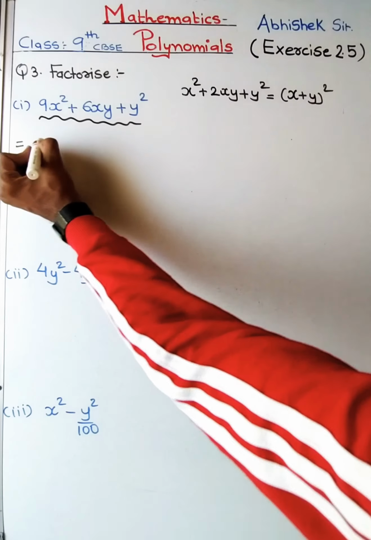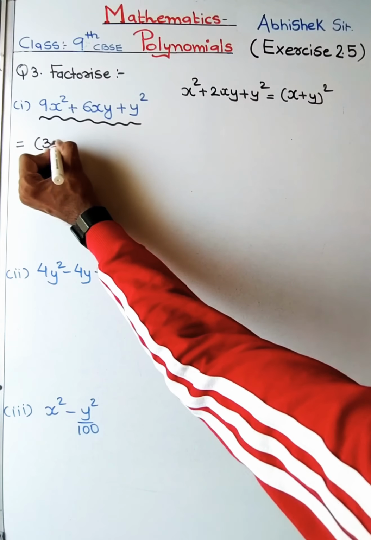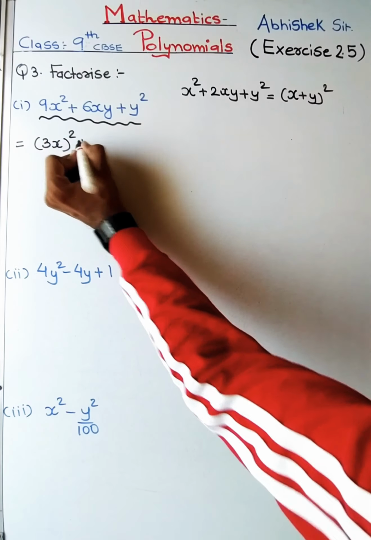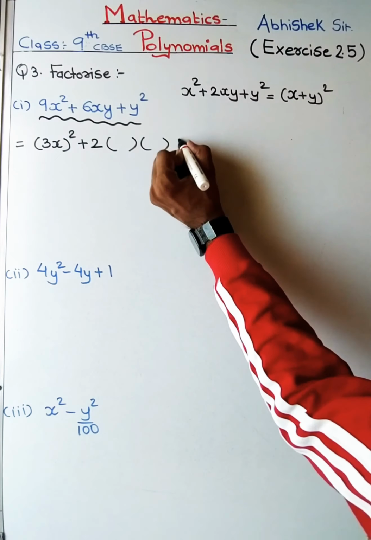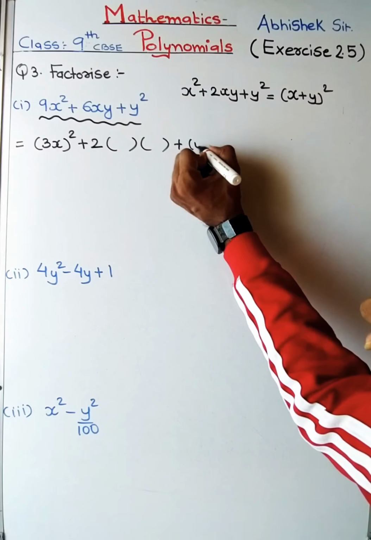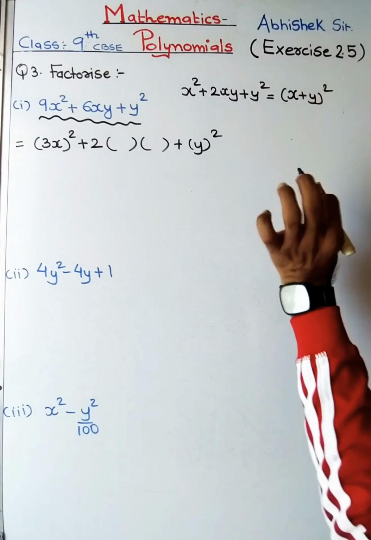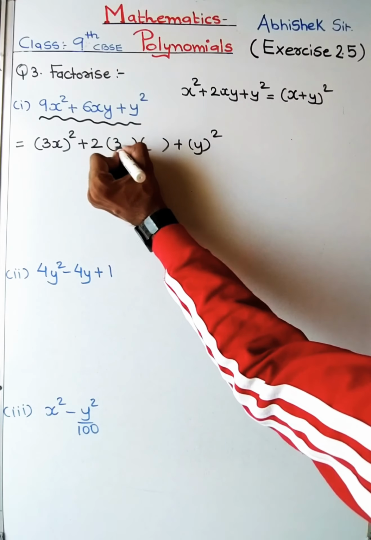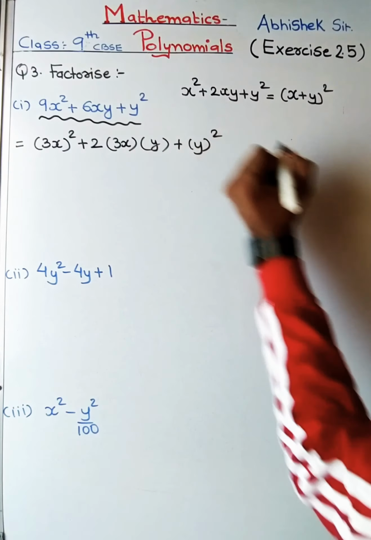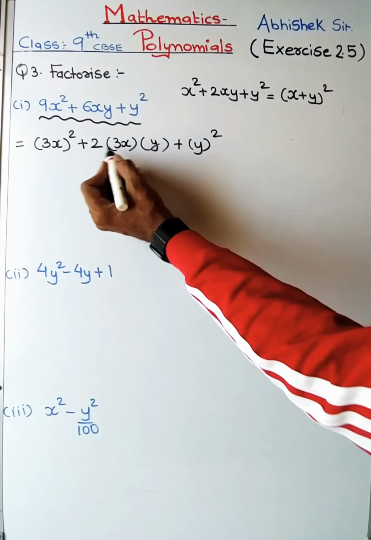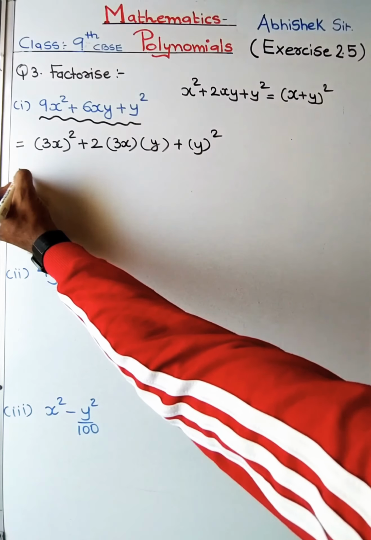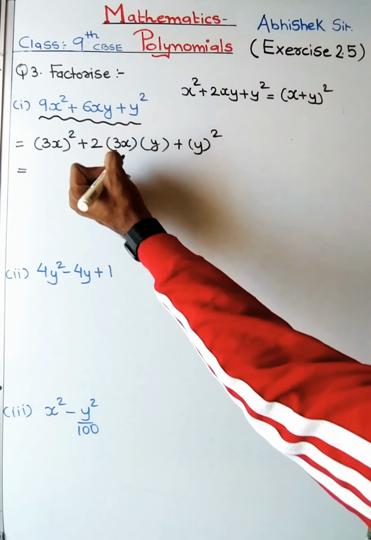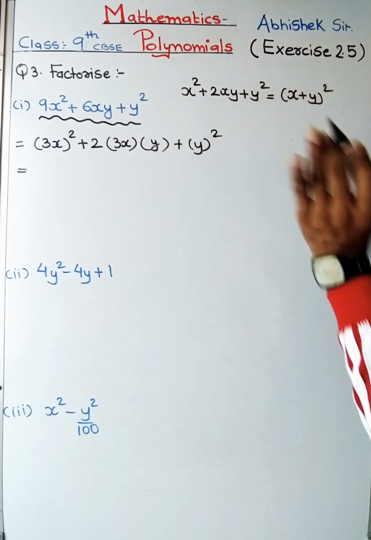Here 9x square is the square of 3x plus 2 into 2 brackets I am leaving right now. Let us go for this one. Y square is the square of y. Over here we can write 3x, over here we can write y. Now verify. 2 3s are 6 into xy. Yes, it is perfect. So basically we have converted the equation into x square plus 2xy plus y square.